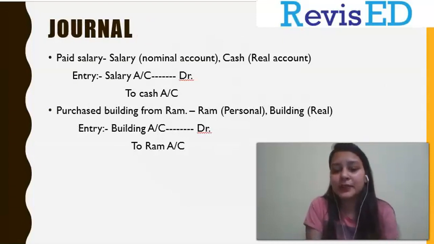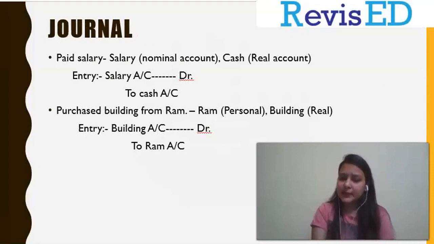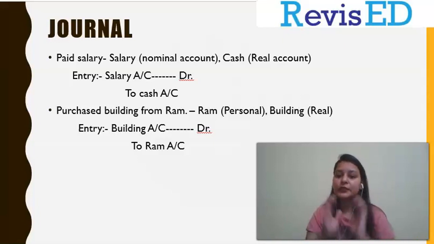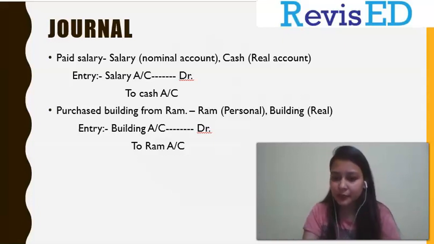Now how would you pass a journal entry on the basis of these three rules? Very simple, very easy. First, let's take an entry, paid salary. The question would be given in your question paper. They will ask you to pass a journal entry and then give you some transaction. The first transaction is paid salary.